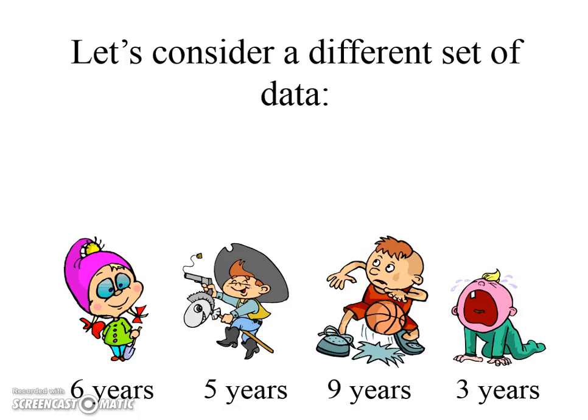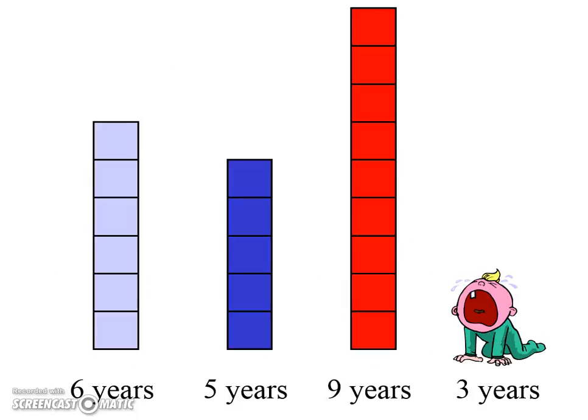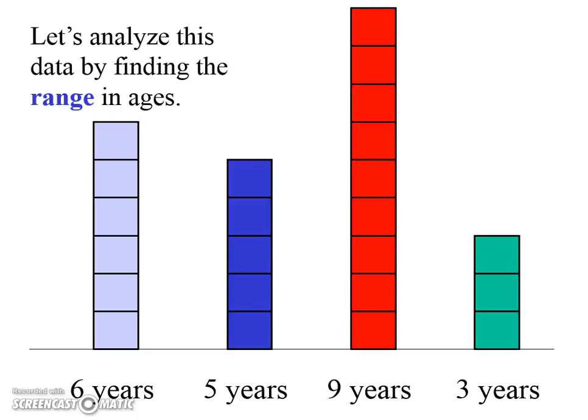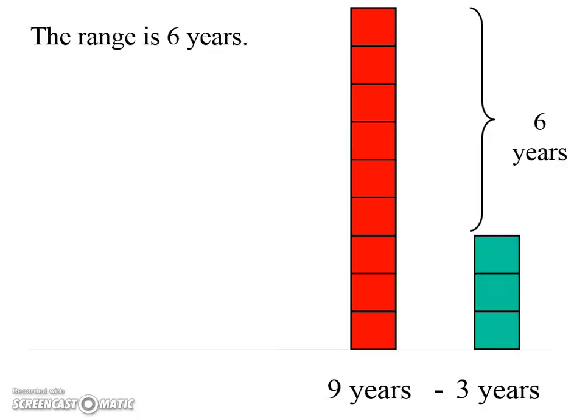So let's look at a different set of data. Now we have 4 children. We're going to, again, make towers to represent each of their ages. And analyze this data by, first, let's find the range. Again, oldest and youngest child. Oldest child is 9, youngest is 3. Let's subtract. 6 years is the range. So 9 minus 3, I'm sorry, 9 years is the oldest child. 9 minus 3, 6 years.